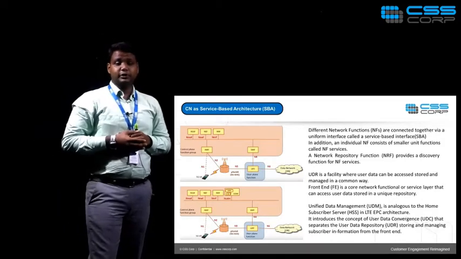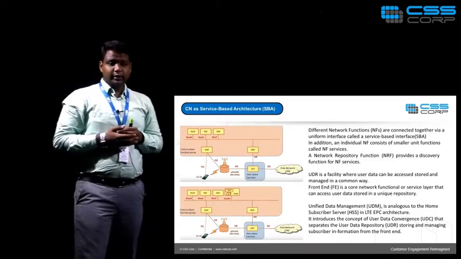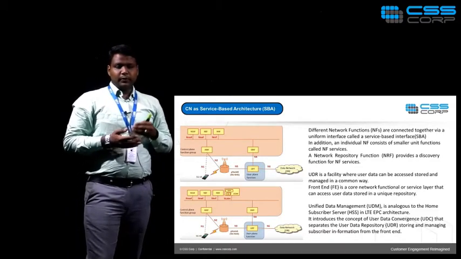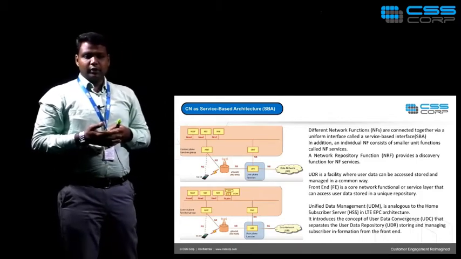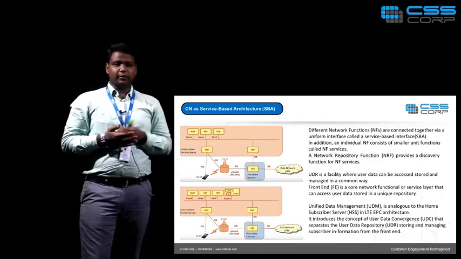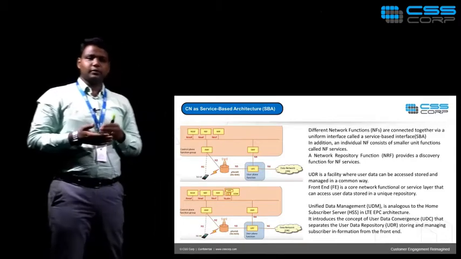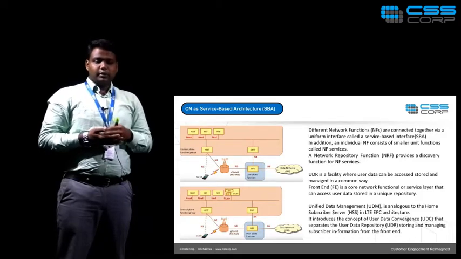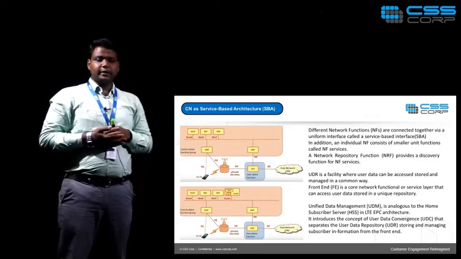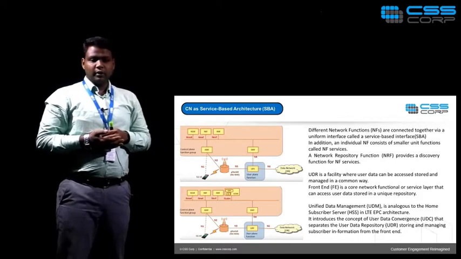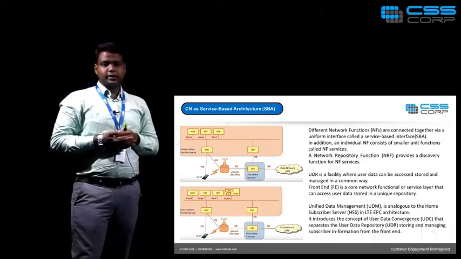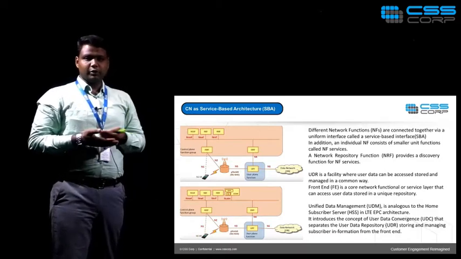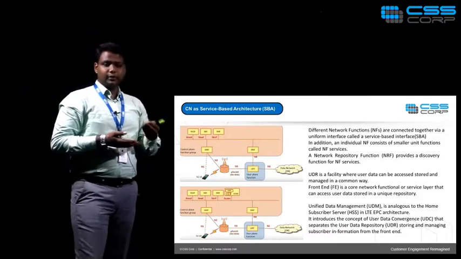Next we will talk about the UDR. UDR is nothing but the unstructured data repository. We are using this UDR to associate storage and manage the common ways, nothing but the path from one element to another element. We also call this UDR the FE, front end for the core network, which is used for the functional and service layer that can access user data and unique repositories. So that will give the user data with the unique repositories.